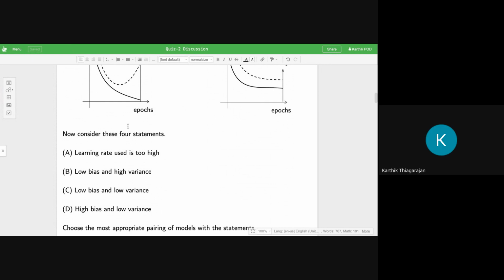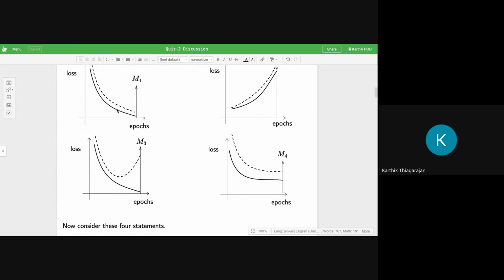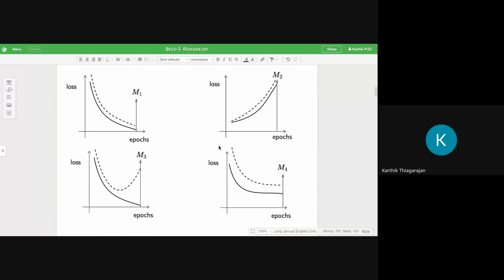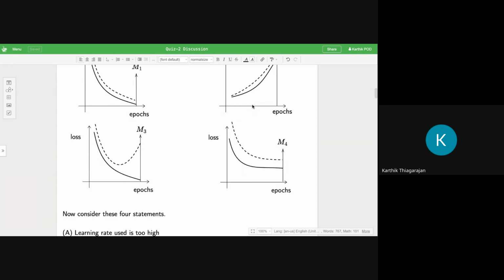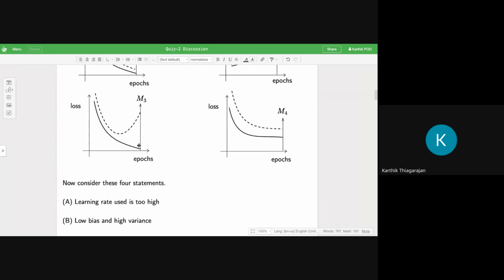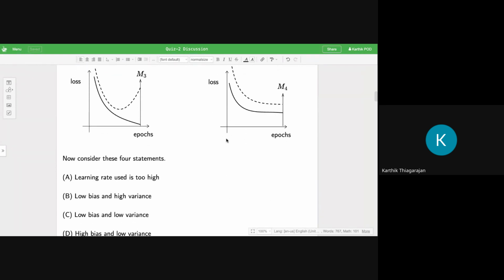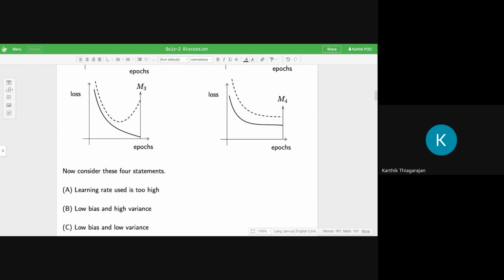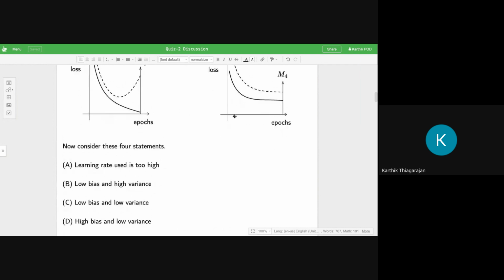Okay. So M1 is low bias, low variance. M2 is, see, the learning rate used is very high. That is the most likely reason. Ideally your loss should decrease as you train the model, right? But if the loss is increasing, then the most likely reason is that the learning rate is high. So that is M2, and M3 looks like low bias, high variance, and M4 is high bias and low variance, right?